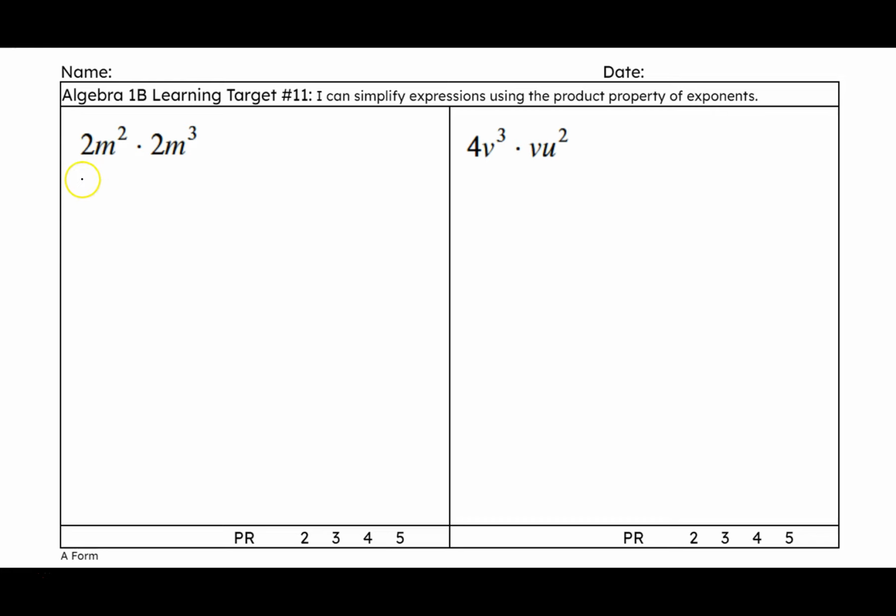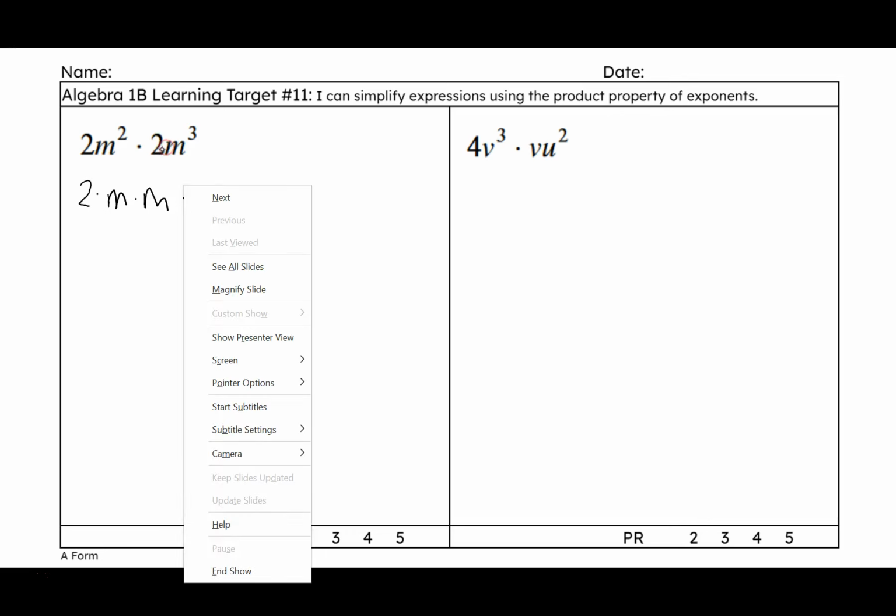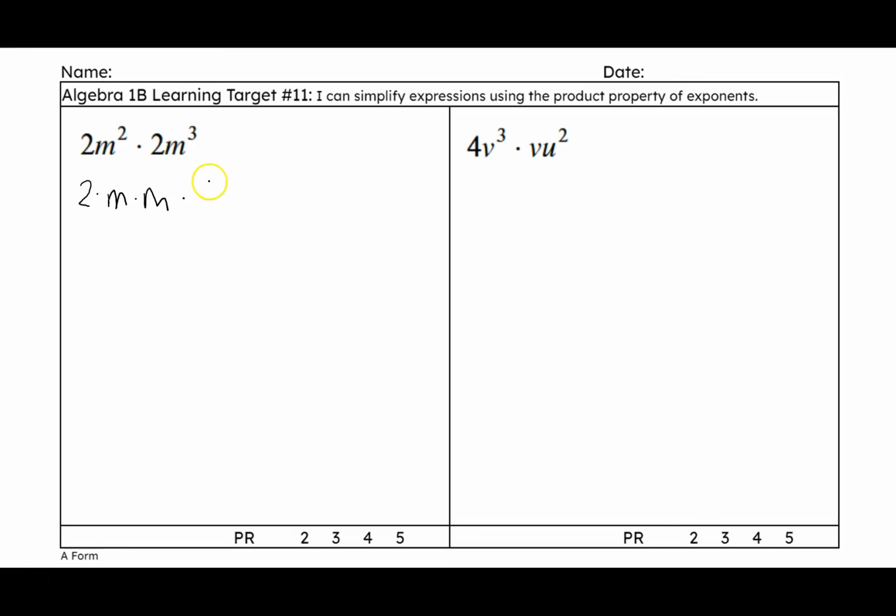All right. So this part is 2 times m times m. That's 2 and m squared. Now I've got to multiply that 2 times m times m times m. All of that's being multiplied together. I expanded it out. I rewrote that multiplication as that exponent as repeated multiplication.